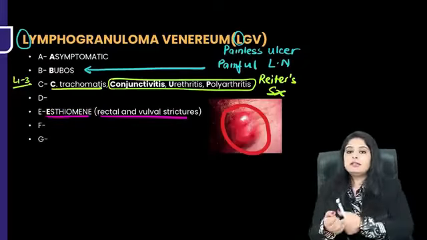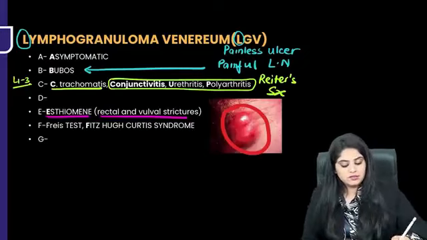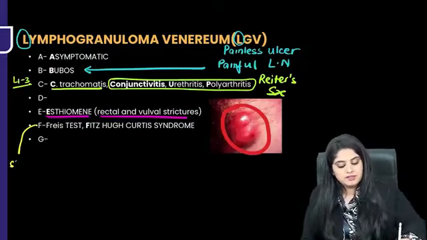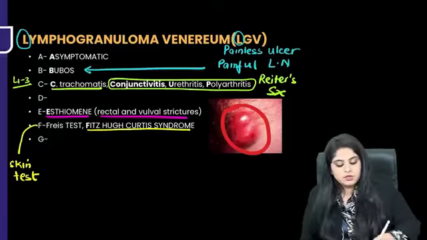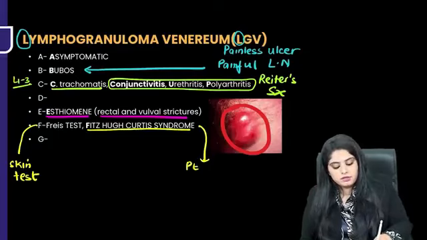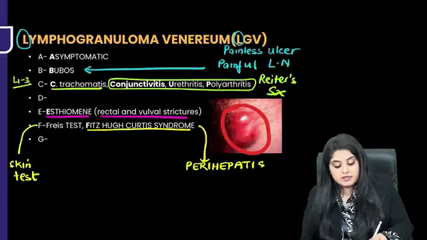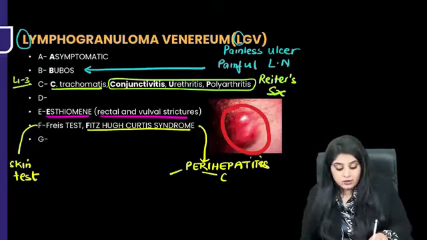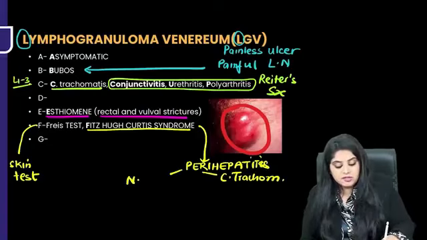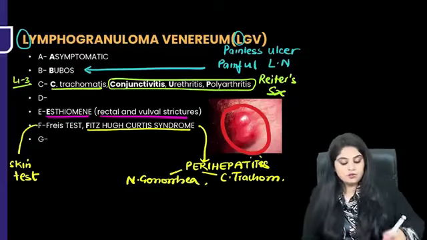If you have to do a skin test, it is known as Frei's test. Remember, Frei's test is a skin test for LGV. And is there any complication? Yes, Fitz-Hugh-Curtis syndrome. What is Fitz-Hugh-Curtis syndrome? It is a perihepatitis, a liver involvement. Where else did I teach you Fitz-Hugh-Curtis syndrome? If you remember, I told you I will teach you with Chlamydia trachomatis. The other place was Neisseria gonorrhoeae. That also shows you the Fitz-Hugh-Curtis syndrome.